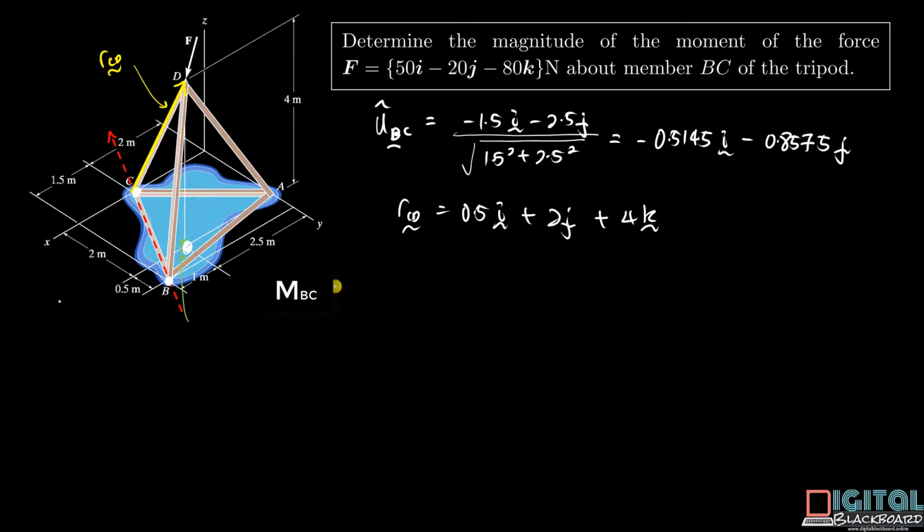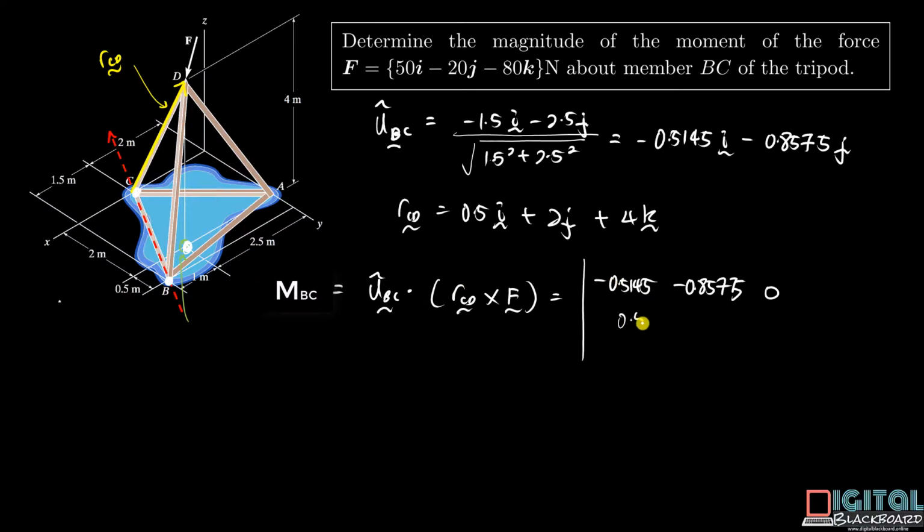So our moment about BC will be equal to UBC cap. This is the unit vector pointing in the positive BC direction, dot RCD cross F, and we end up with this determinant here: minus 0.5145, minus 0.8575 and 0. The middle row would be our RCD vector, 0.5, 2, 4. Finally, our F vector given the question, 50, minus 20, minus 80.